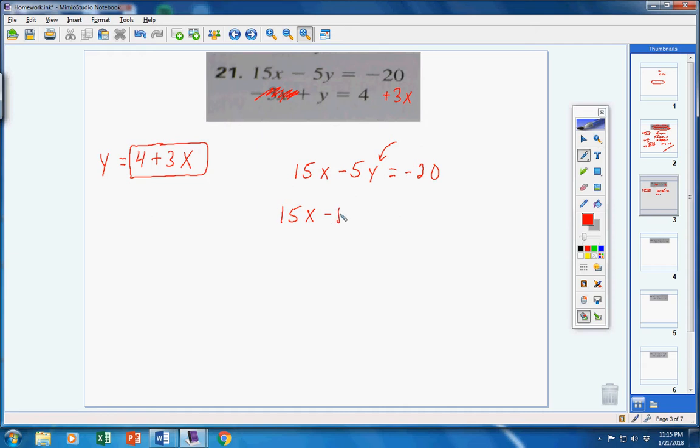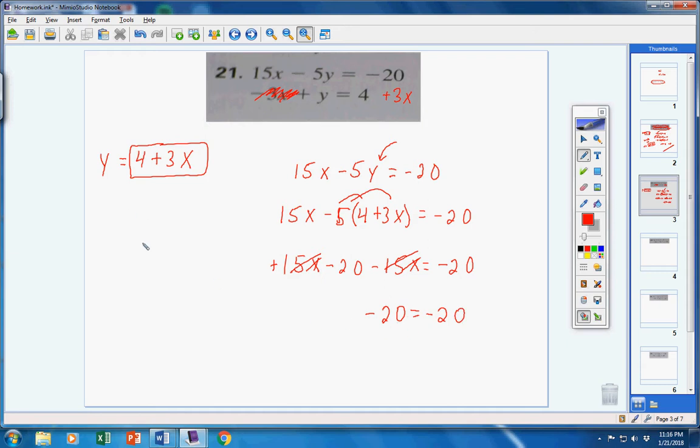15x - 5 parentheses 4 plus 3x equals -20. Now take your -5, multiply it through, and you're left with -5 times positive 4, -20, -5 times positive 3, -15x equals -20. Now, continue simplifying this side. Positive 15x and negative 15x, they cancel out, and you're left with negative 20 equals negative 20.